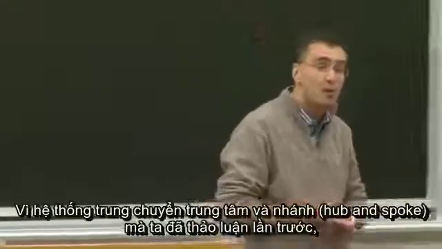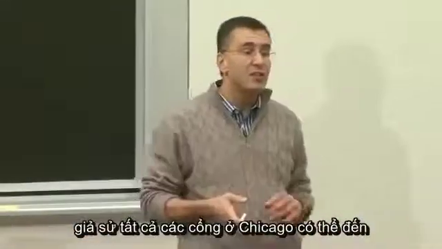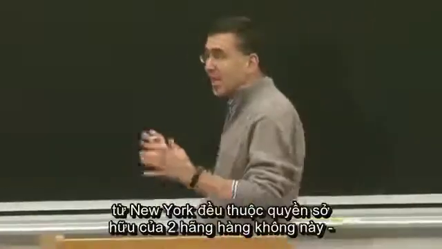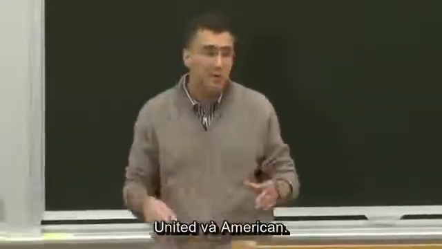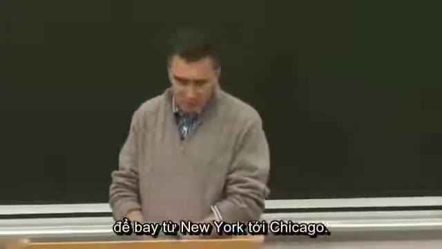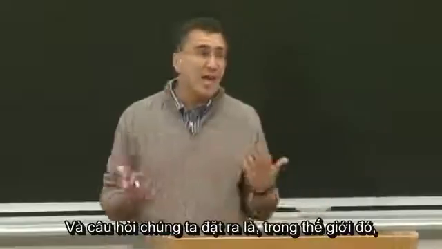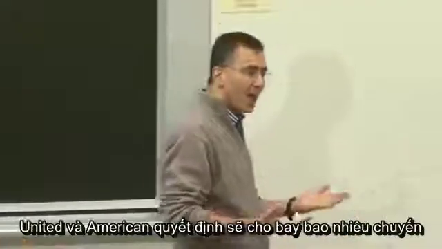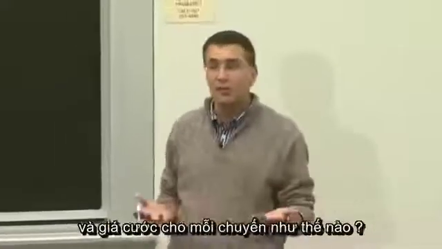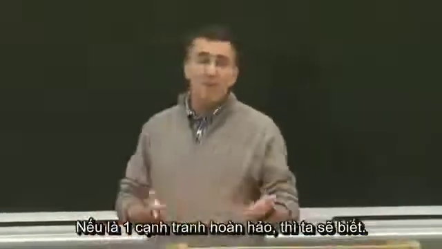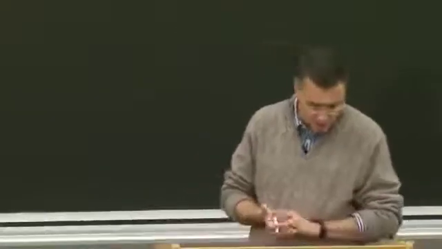Because of the hub and spoke system we talked about last time, let's say all the gates in Chicago that are available to come from New York are taken by 2 airlines, United and American. Those are your only 2 options, flying New York to Chicago. And the question we want to ask is, in that world, how do United and American decide how many flights to run and what price to charge? If there were monopolies, we'd know. If there were competition, we know. But how do they decide this oligopolistically?